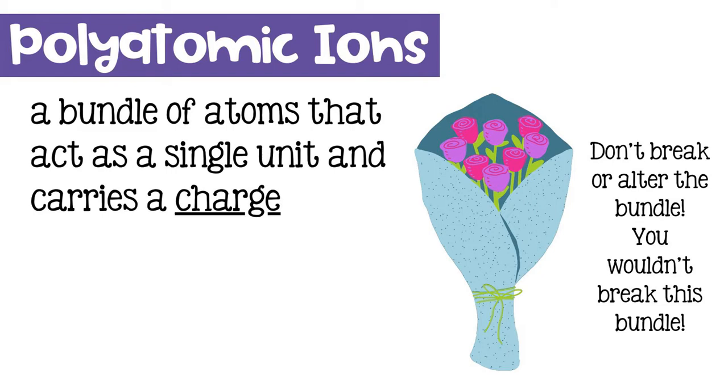So a polyatomic ion is a bundle of atoms that act as a single unit and carries a charge. So basically, they're ions made up of multiple atoms put together. You're not going to break it up or alter it at all.